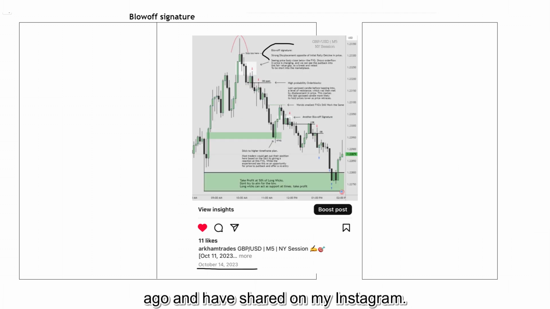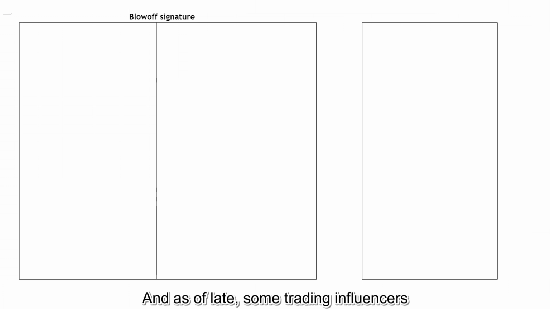The model we're going to be talking about is the Blowoff signature. And yes, this is an actual entry model ICT has referenced once inside of his 2023 mentorship. This is a model that I talked about months ago and have shared on my Instagram. And as of late, some trading influencers have taken this model and named it other things, putting their own spin on it with no credit to ICT himself.